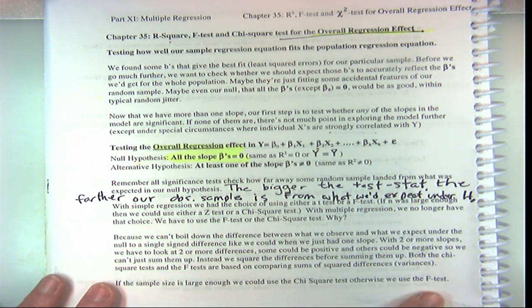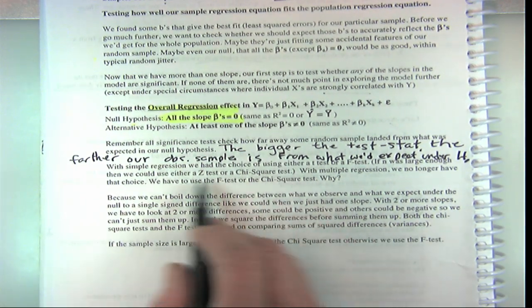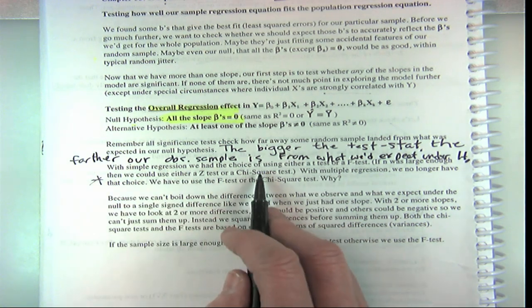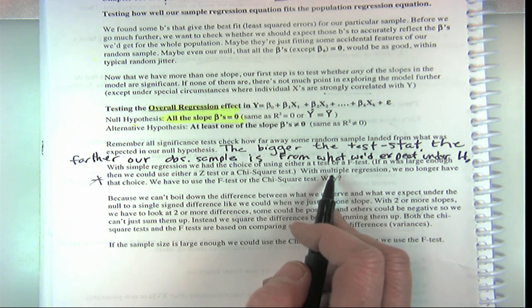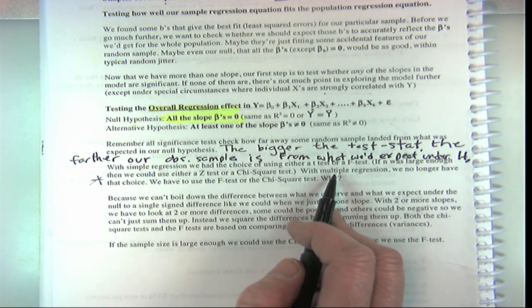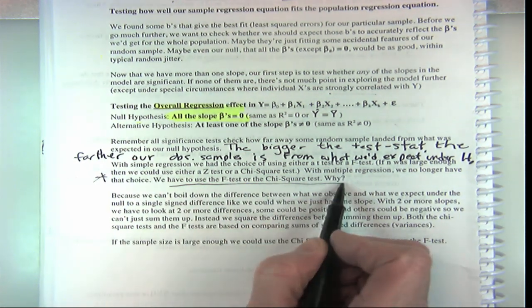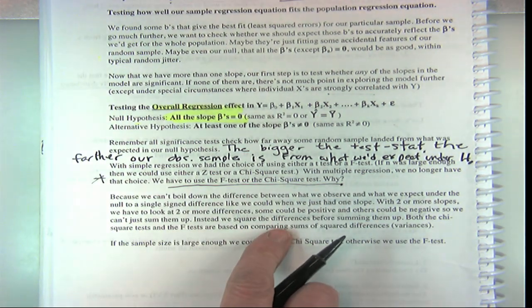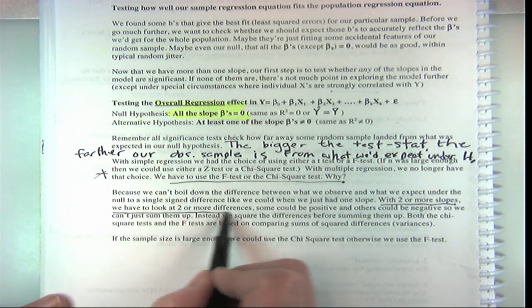All right. So now, with simple regression, this is important, we had the choice. We didn't have to use chi-square, we could use z. We didn't have to use F, we could use t. But now we no longer have that choice. We have to use these. And again, it's because we can't boil down the difference between what we observe and what we expect into a single signed number like you can with the z and the t. With two or more slopes, we have to look at two or more differences.